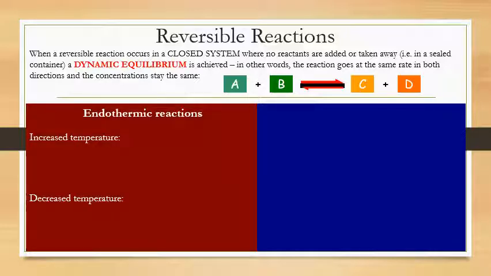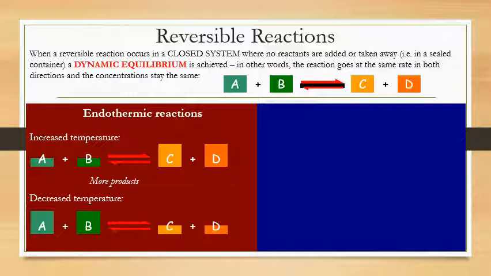So in the case of endothermic reactions, where you're actually giving heat in, if you increase the temperature, you're going to increase the amount of products, which is illustrated by this animation here. As you can see, the amount of C and D is increasing. You get more products. If you lower the temperature of an endothermic reaction, then you're going to favor the reactants. You're going to move the equilibrium to the left, and you get fewer products. That's the case for endothermic reactions.